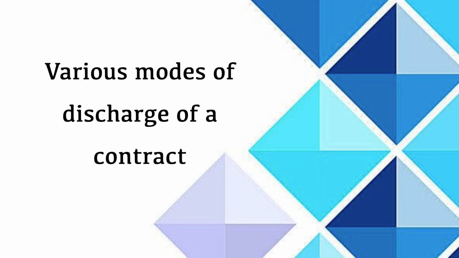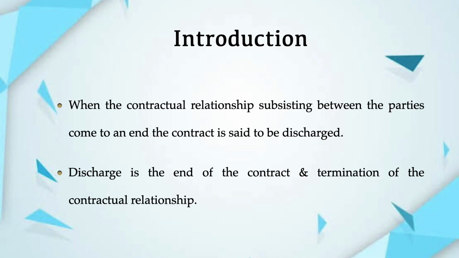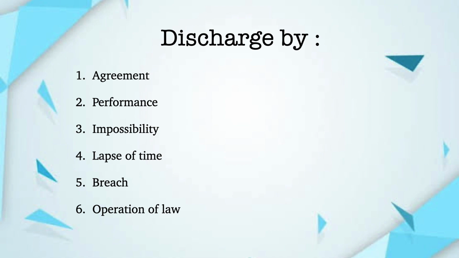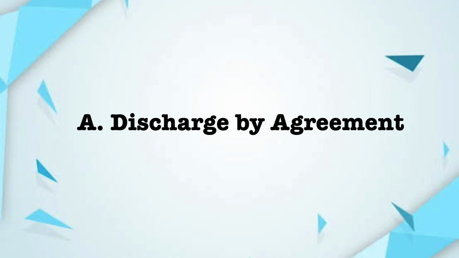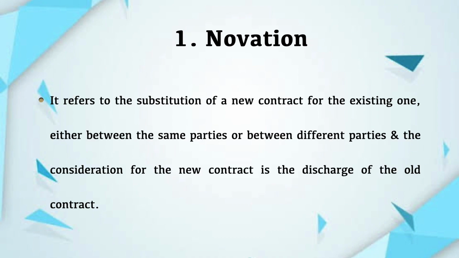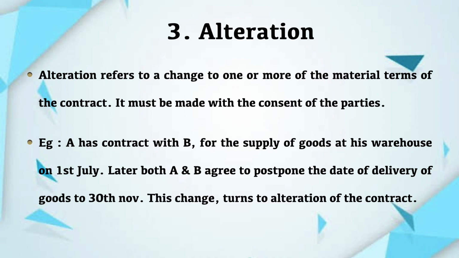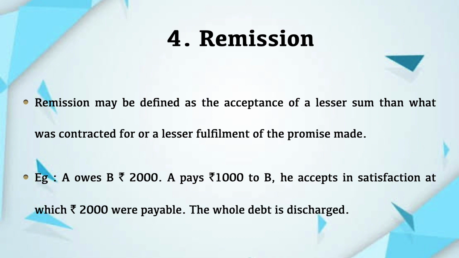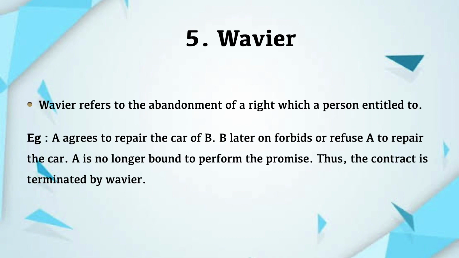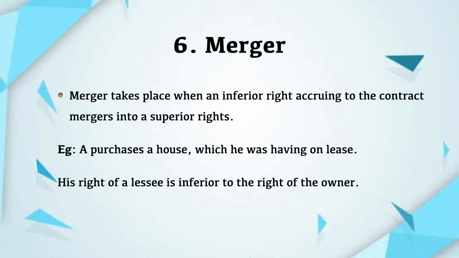So today we started with various modes of discharge of a contract. We knew there were 6 different situations where we can discharge a contract. We studied discharge by agreement. It happens in 6 different cases. First one is novation, that is replacement of the original contract. We discussed the rules. Then the second mode, rescission, which means cancellation of the original contract. Third, altering the material terms of the contract. Fourth, remission, that is acceptance of a lesser sum. Waiver, that means abandonment of right. Merger, that is an inferior right merging with the superior right.